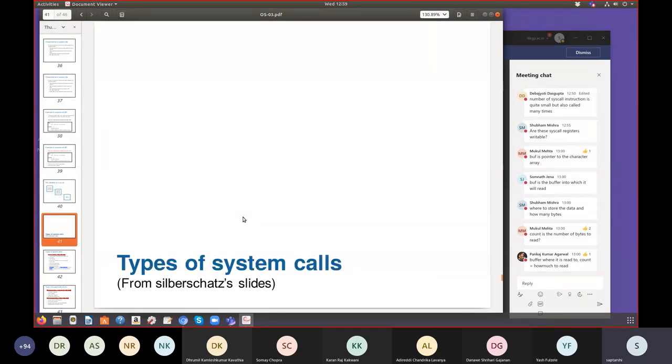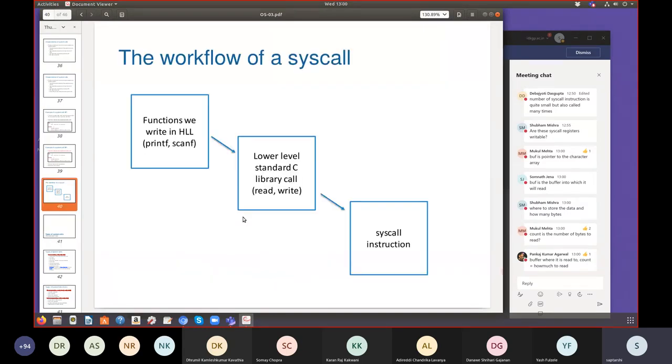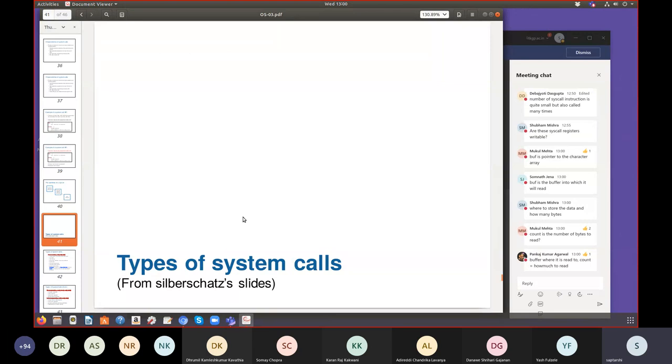Fine. So the next discussion would be different types of system calls. Again, we will discuss the APIs. Fine. So let me end today's class here. We will continue from here tomorrow.